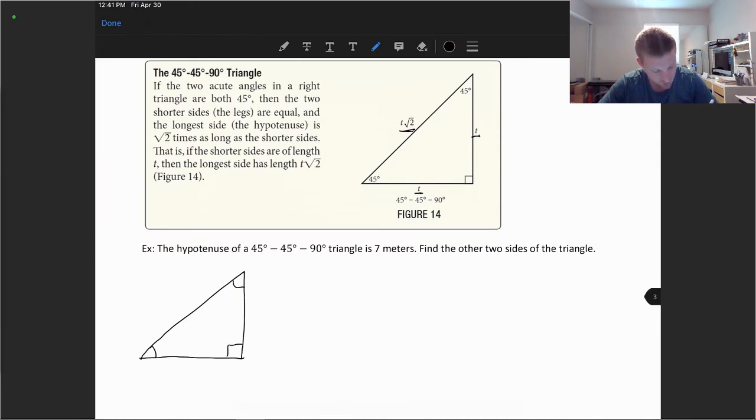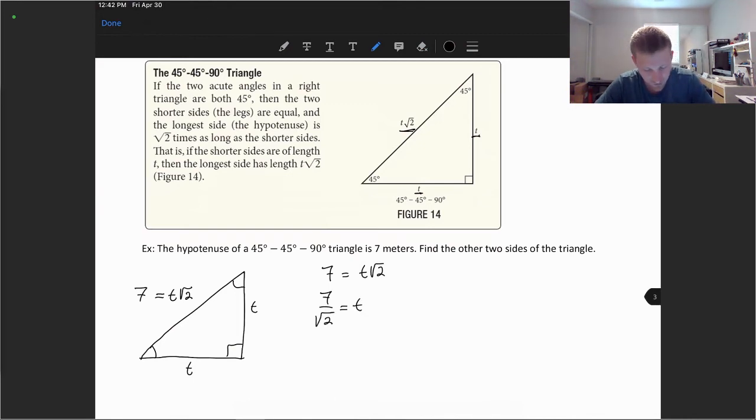We know the ratio here is t roots of 2, and this would just be length 2. If I know that this length here is just 7, I can consider just solving for my t. So 7 is equal to t roots of 2. So I can divide by the root of 2. 7 over the root of 2 is equal to t.